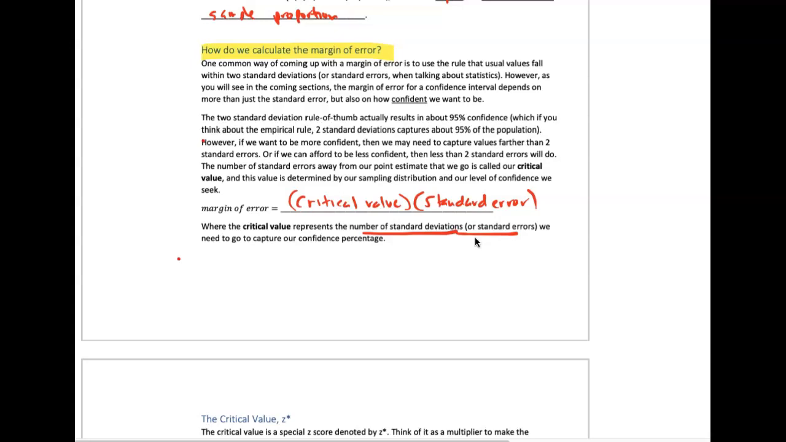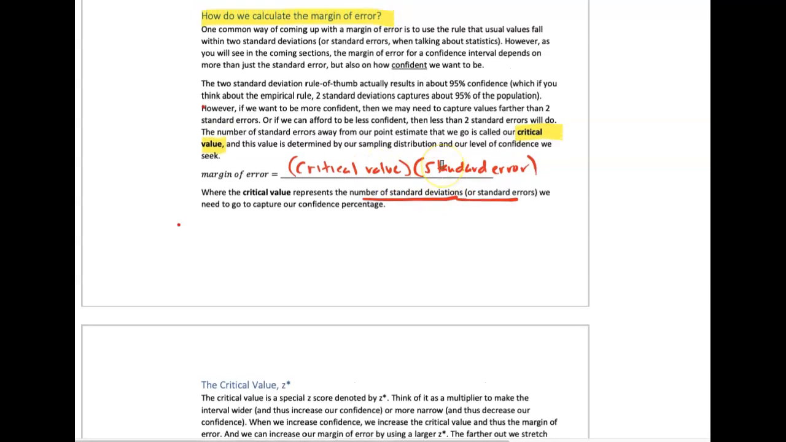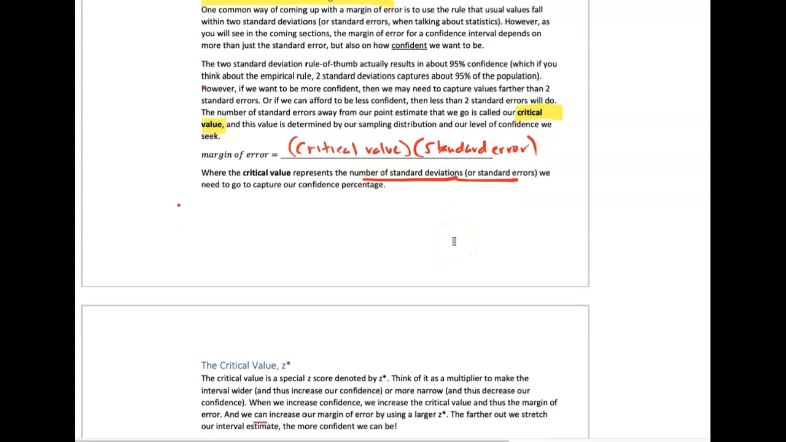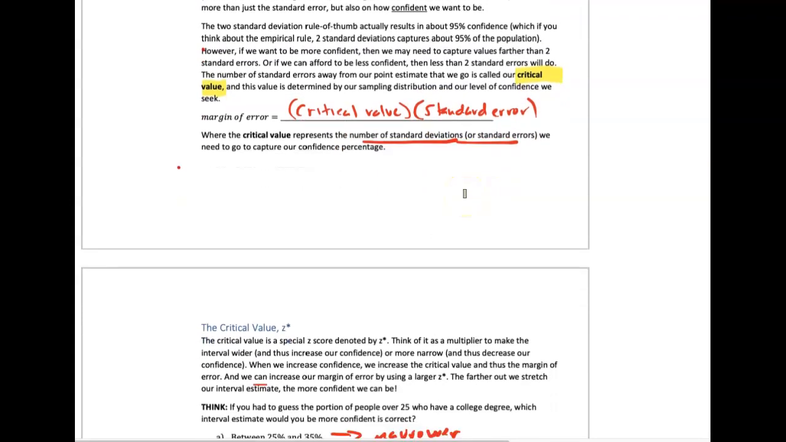Now, in order to determine how many standard errors above and below we want to go to calculate this margin of error, we have to come up with some process. The value that we come up with in the process is called a critical value, and we'll show you how to calculate that. Margin of error, the E, is the critical value, a critical Z score when we're looking at a confidence interval for a proportion, times the standard error from the sample data we have.